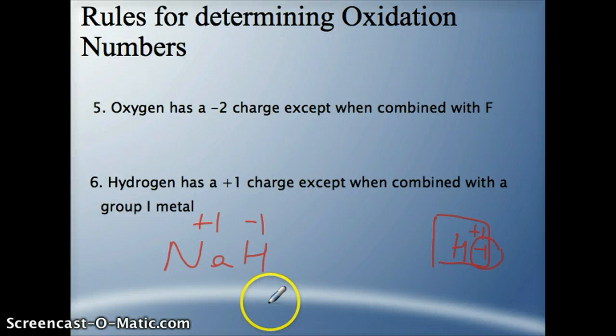So those are your 6 rules for assigning oxidation numbers. These 2, rules 5 and 6, are about the exceptions to the rule for oxygen and hydrogen. 99% of the time, oxygen is going to be -2 and hydrogen is going to be +1, but again, there are those few exceptions. Now we're going to try a worksheet in class to practice these.